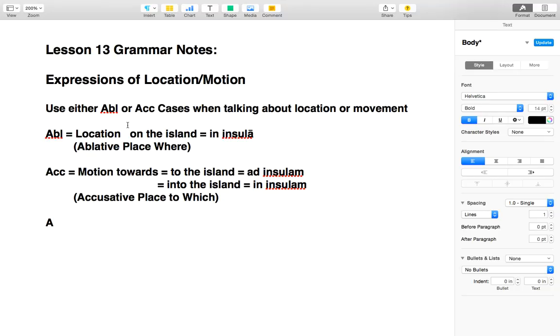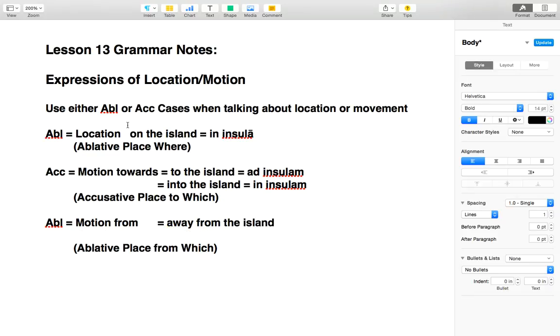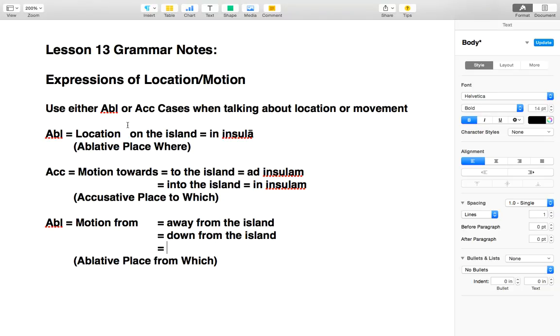The last type of motion you could have is that instead of going toward, you could go away from. This is ablative. Motion from. Some people call it ablative place from which. If you said away from the island, if you said down from the island, or if you said out of the island, all of these would be ablative.